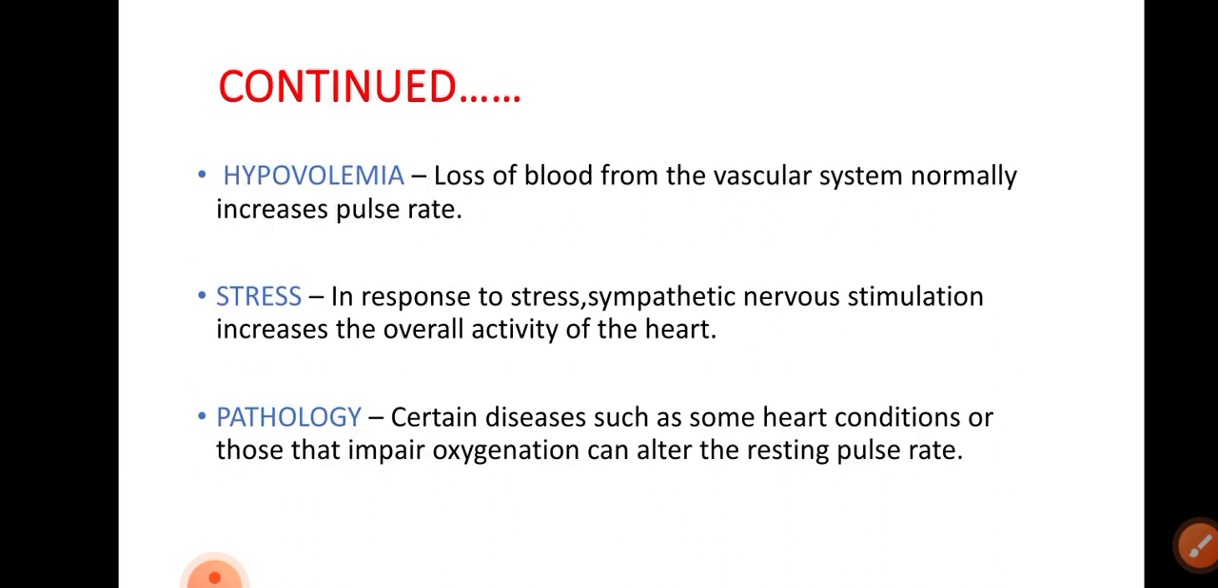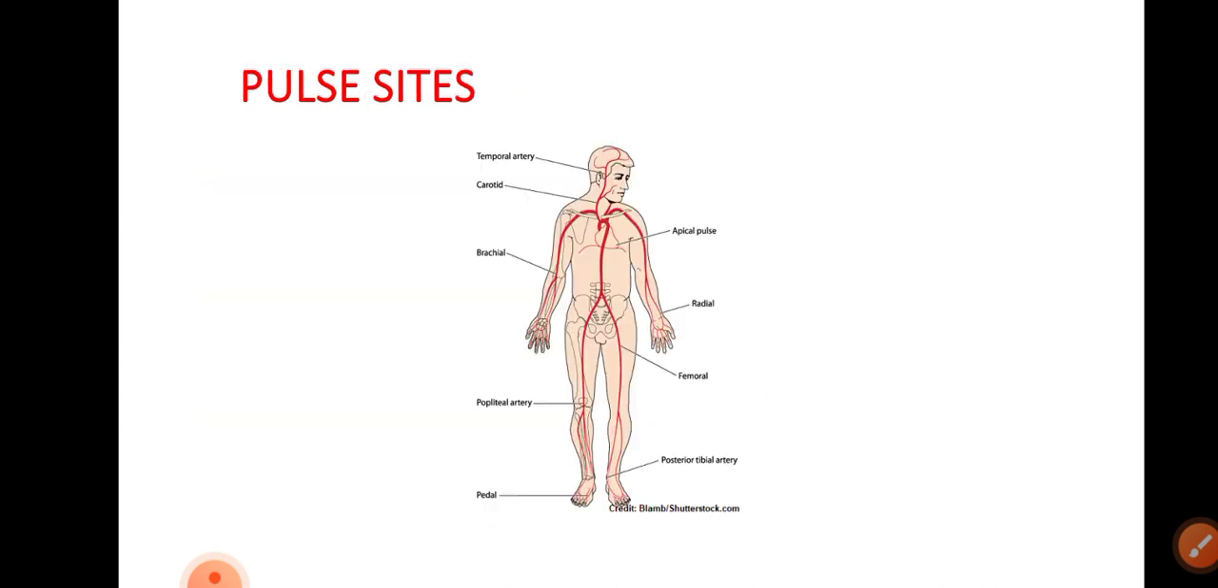The pulse rate increases. The fifth one is hypovolemia, which is a loss of blood from the vascular system, and it normally increases the pulse rate. The sixth one is stress. In response to stress, sympathetic nervous stimulation increases the overall activity of the heart. The final one is pathology, which means certain diseases, such as some heart conditions or those that impair oxygenation, can alter the resting pulse rate.